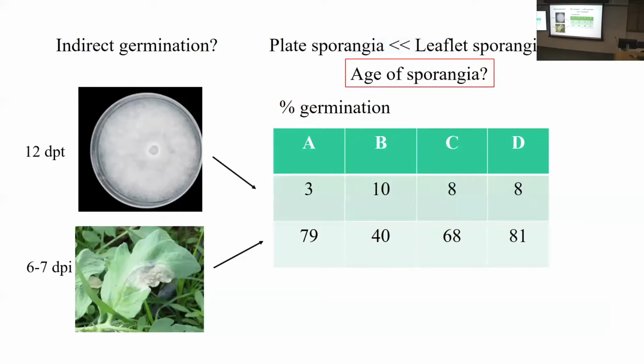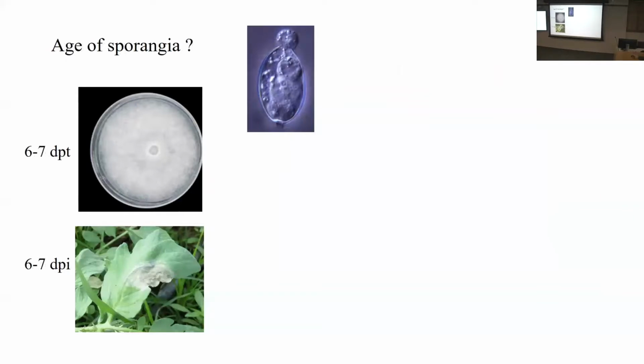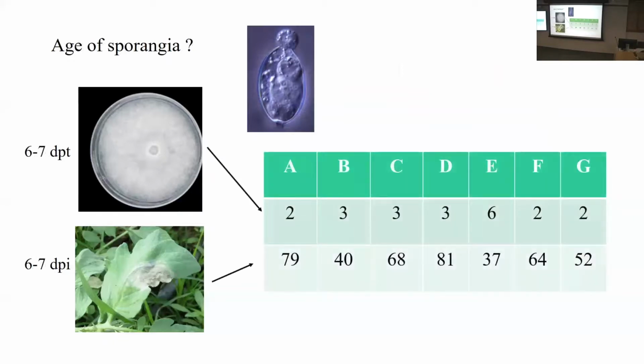The reviewer was correct. We used sporangia from a plate that was 12 days post-transfer, or 6 to 7 days from a leaflet, days post-inoculation. And so we looked at sporangia that came from 6 to 7 day old plates versus sporangia that came from 6 to 7 day old leaflets, after inoculation, that is. And these are the results we got. Exactly the same phenomenon. There was no effective age.